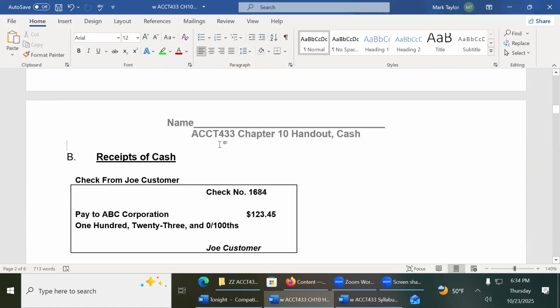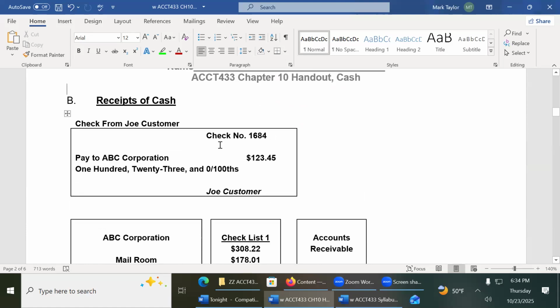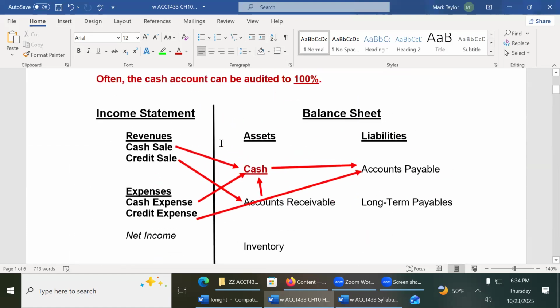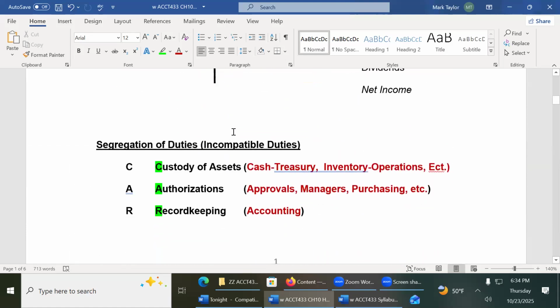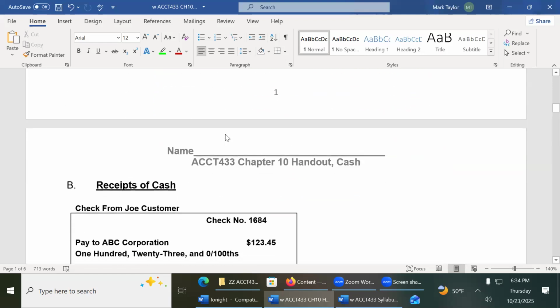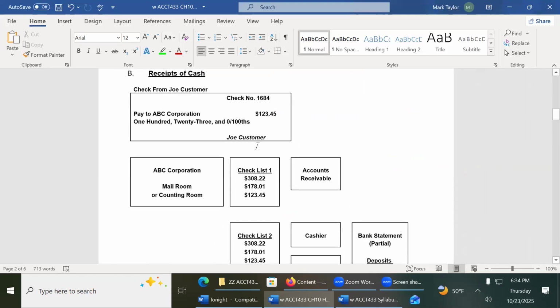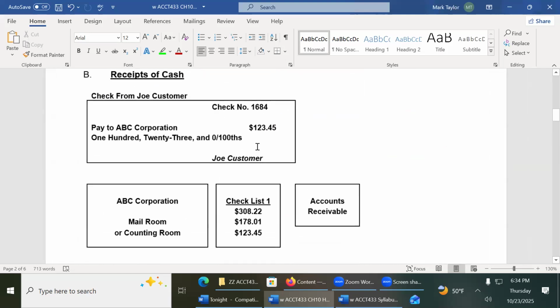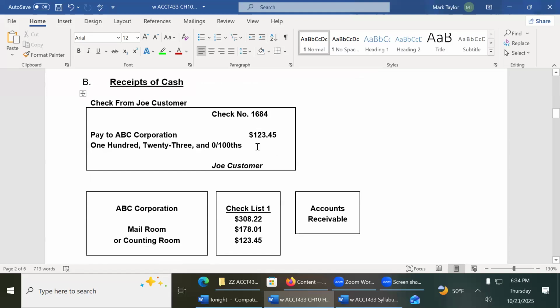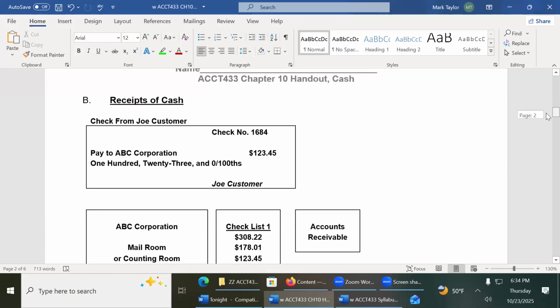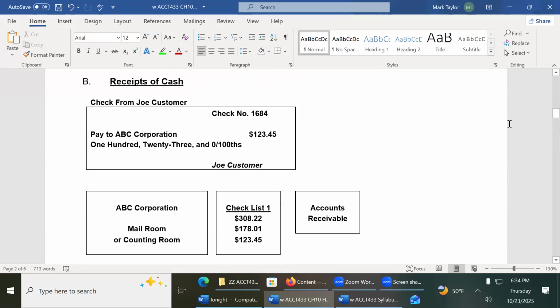Let's see some of the controls over cash. Any questions on this, by the way? Okay, very important account. Segregation of duties is big for it. All right, this is kind of the collection of cash. How do you make sure that when you're collecting cash that it gets to the company and it goes into the bank and all that kind of stuff? What are the controls over it?